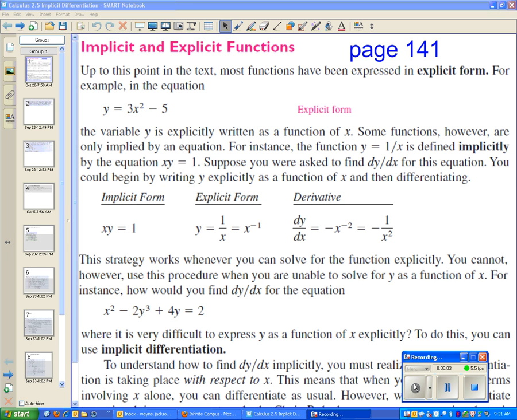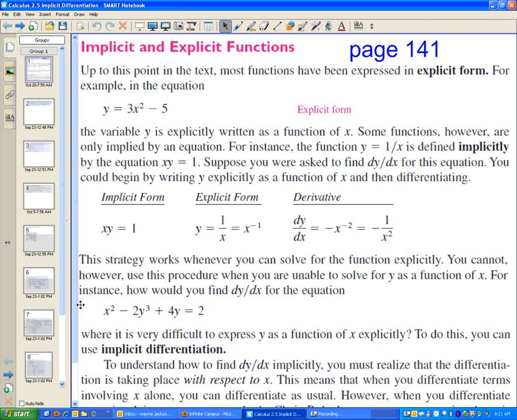Implicit differentiation starts on page 141. So first, let's learn why we need implicit differentiation. It says, up to this point in the text, most functions have been expressed in explicit form. For example, in the equation y equals 3x squared minus 5, the variable y is explicitly written as a function of x. So that's what an explicit function is.